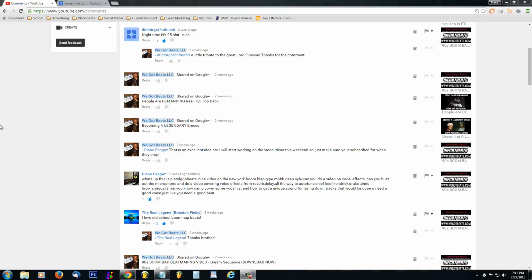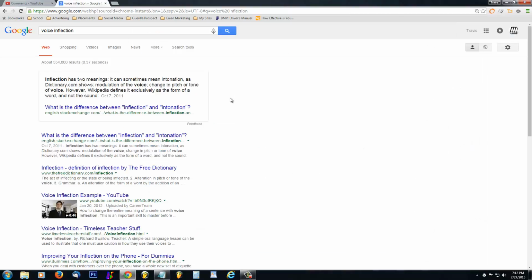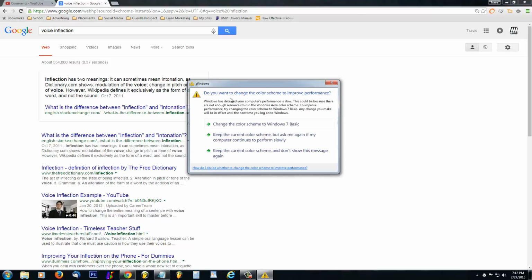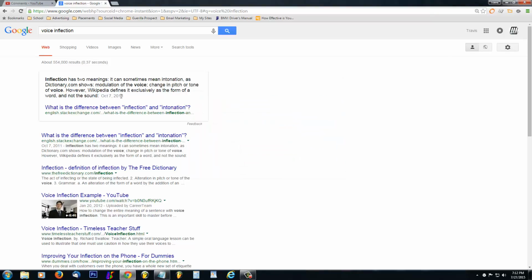So what we're talking about right now, or what you're talking about, Piano Fangaz, is voice inflection. All right, voice inflection, if you type it into Google, this is the definition. It says inflection has two meanings. It can sometimes mean an annotation. As dictionary.com shows, modulation of the voice, change in pitch or tone of voice. However, Wikipedia defines it exclusively as the form of word and not the sound. But we're talking about the modulation of the voice, change in pitch and tone of the voice, okay?